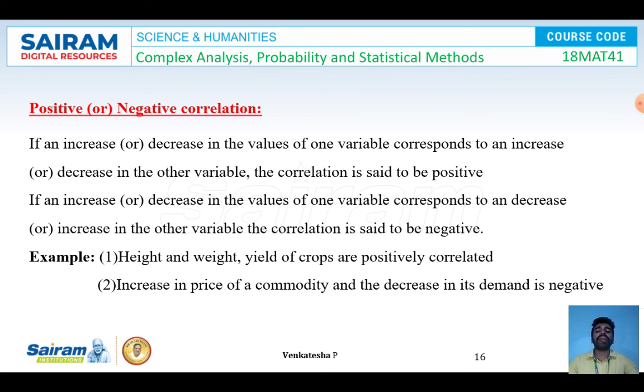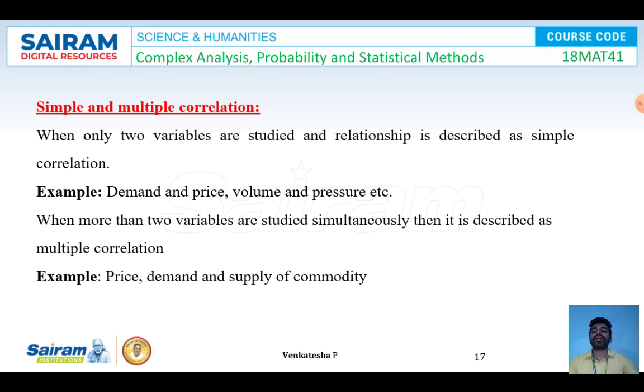Example, height and weight, and yield of crops are positively correlated. Similarly, an increase in the price of a commodity and the decrease in the demand is a negative correlation. Simple and multiple correlation. When only two variables are studied, it is called a simple correlation. Example, demand and price, volume and pressure. When more than two variables are studied simultaneously, it is called a multiple correlation. Example, price, demand and supply of a commodity.